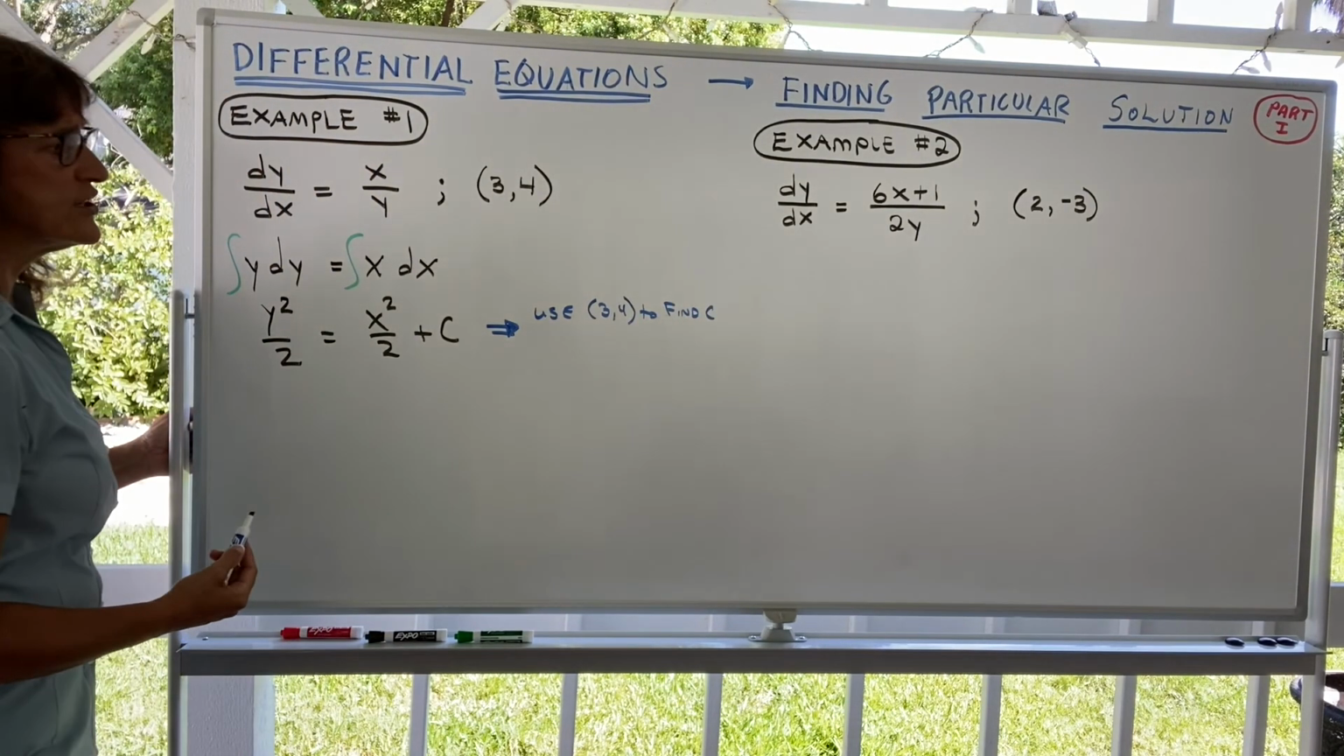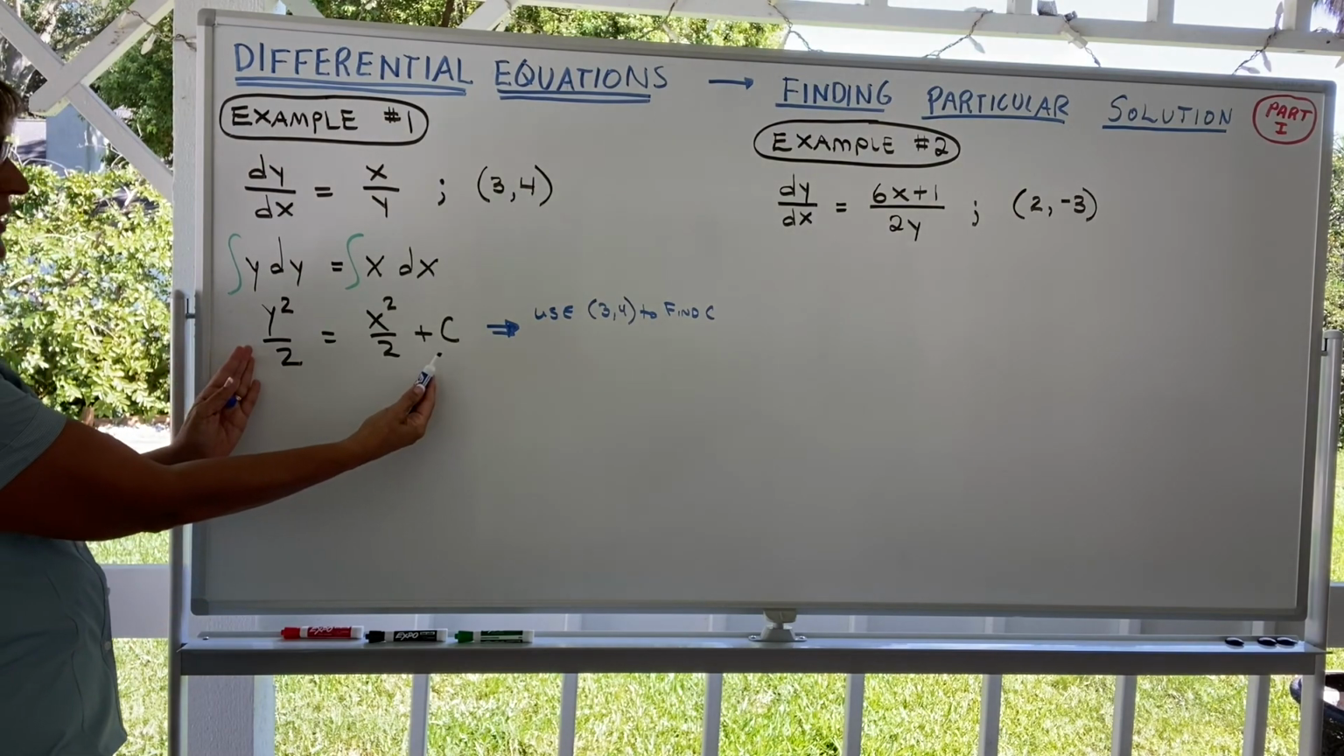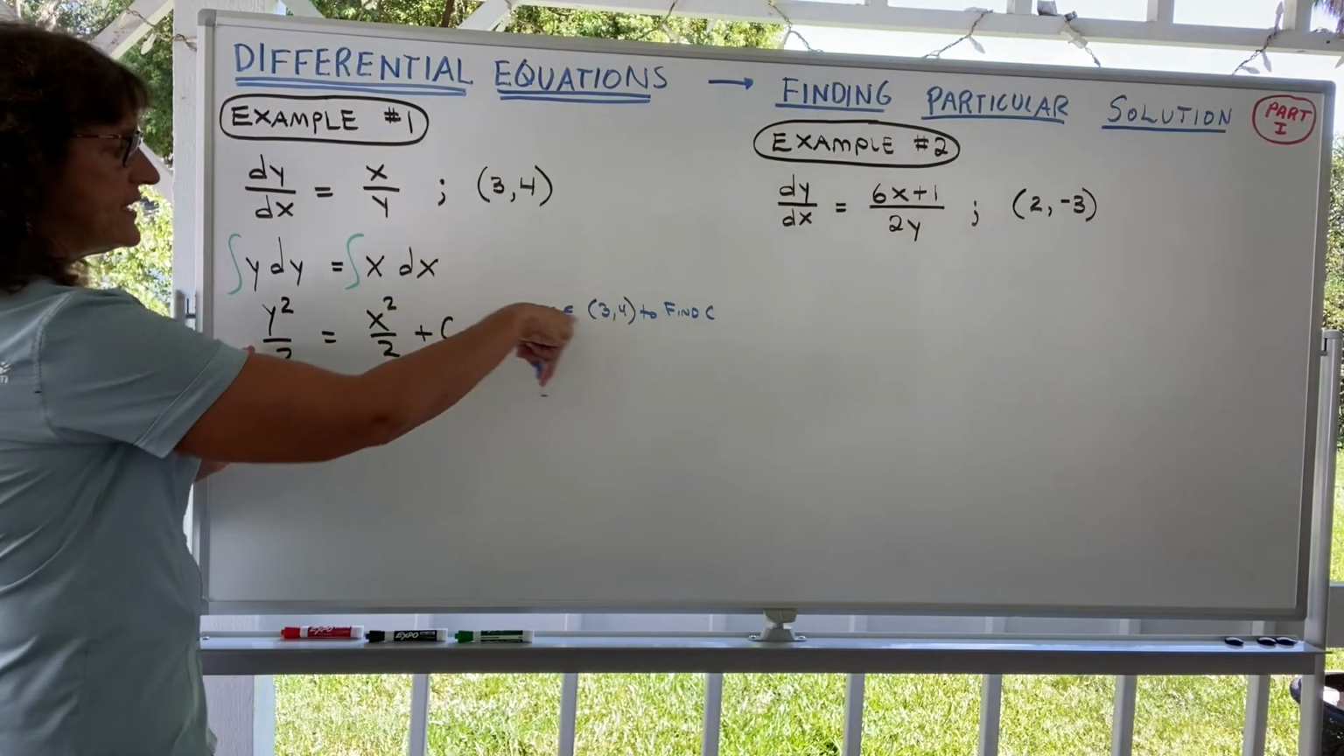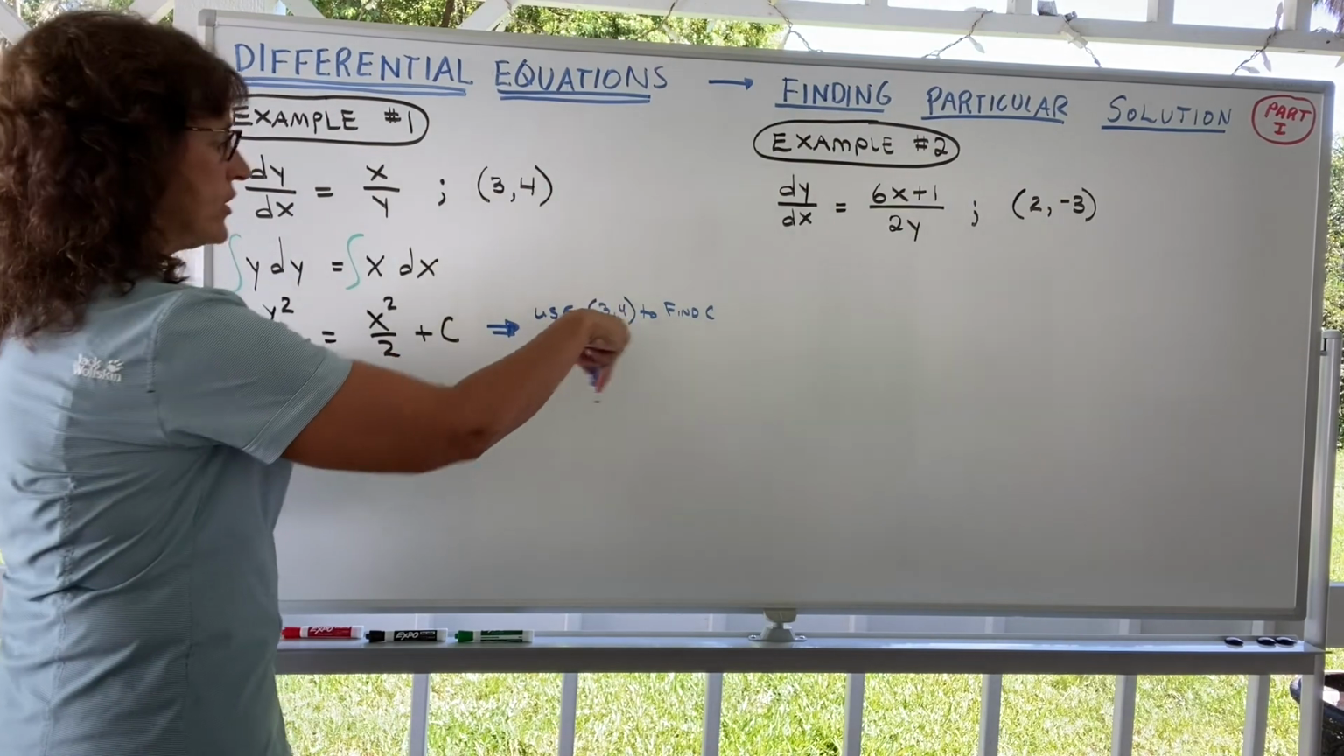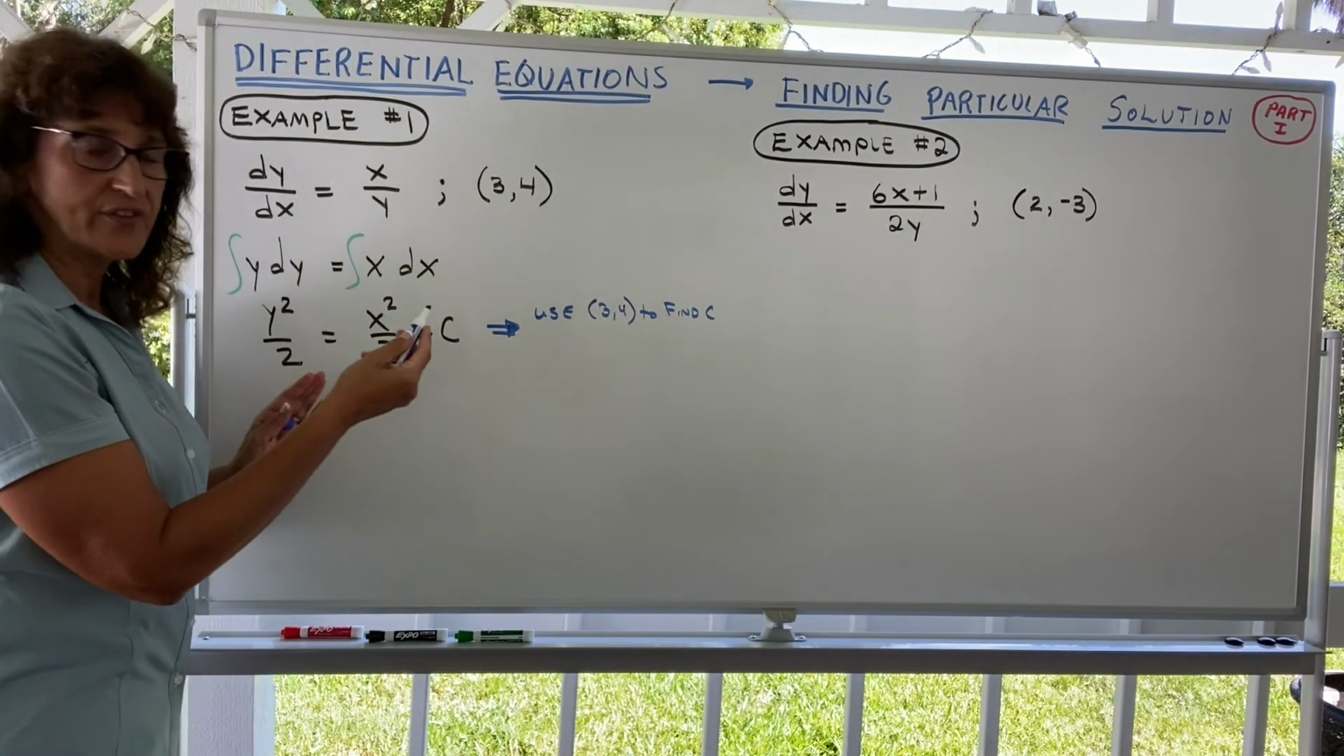Okay, so we're going to use the initial condition to find c. I'm going to take this equation right here, take 3 and substitute it in for x, 4 is going to get substituted in for y, and we're going to solve for c.